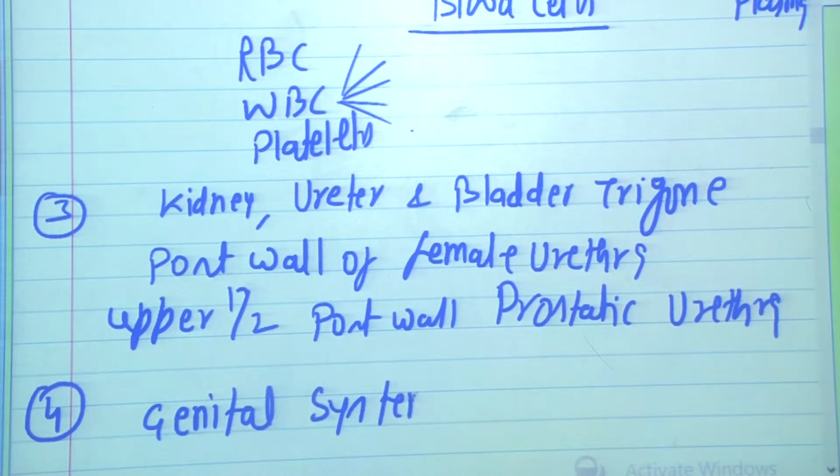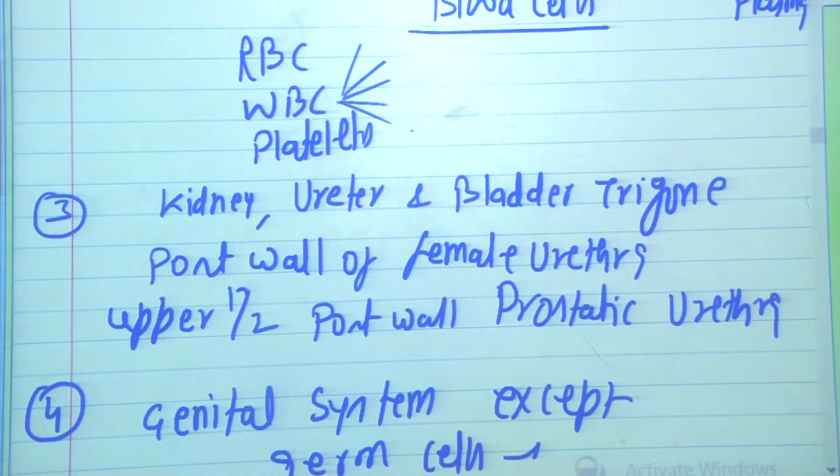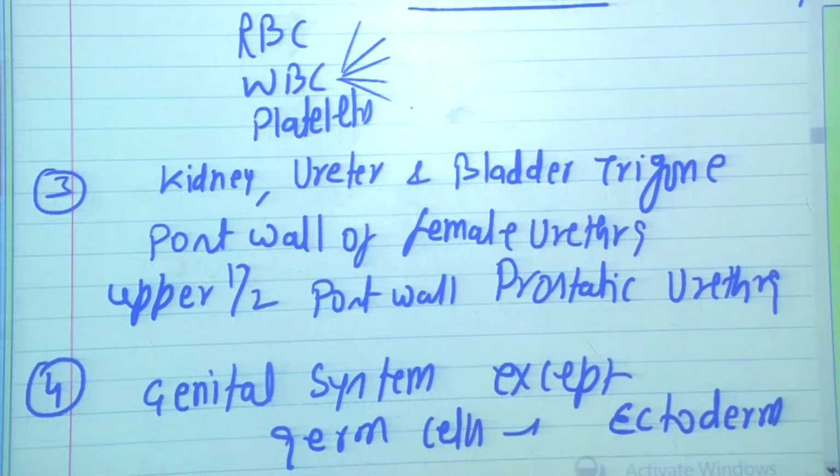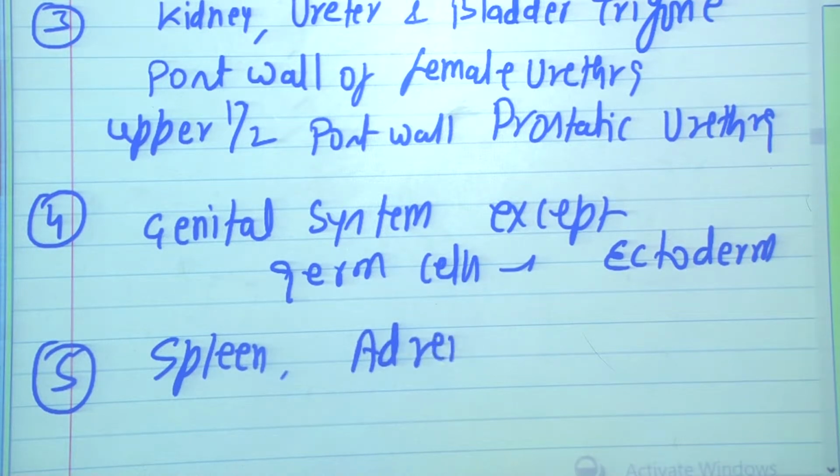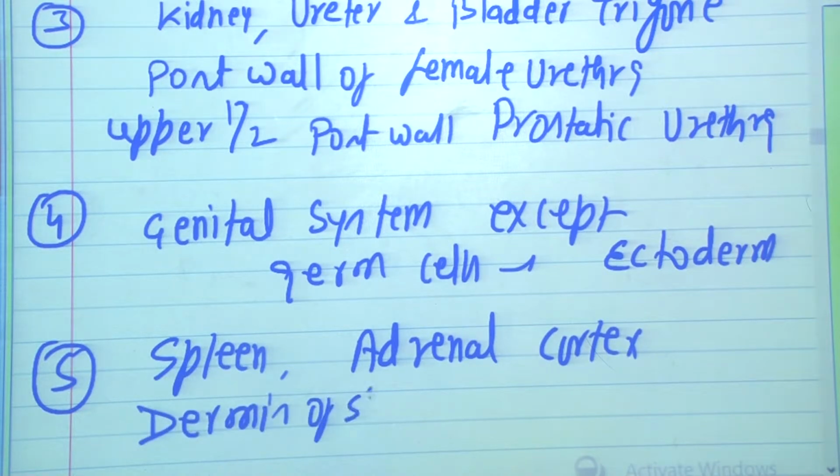is a derivative of mesoderm except germ cells. Questions are asked on germ cells, they are derivatives of ectoderm. The other important points are spleen, adrenal cortex, dermis of skin, dura mater of brain. They are derivatives of mesoderm.